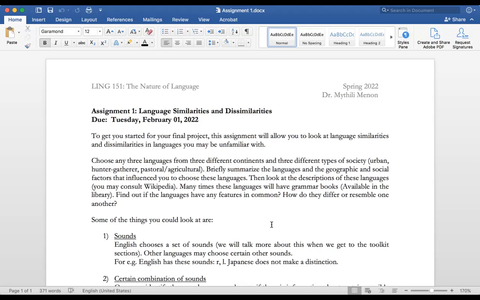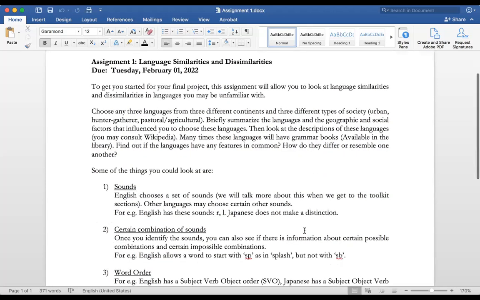Obviously now, like the sound system, the sound chart, for example, you cannot make that up, right? I mean, you will have to take that verbatim from a book or Wikipedia, but then you tell me the citation, right? Like this was taken from this particular website.